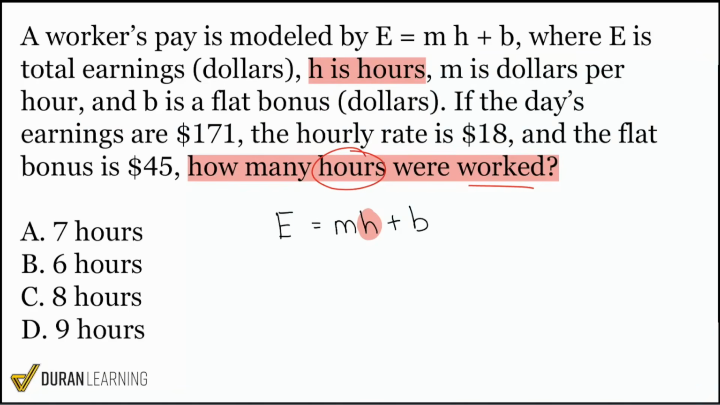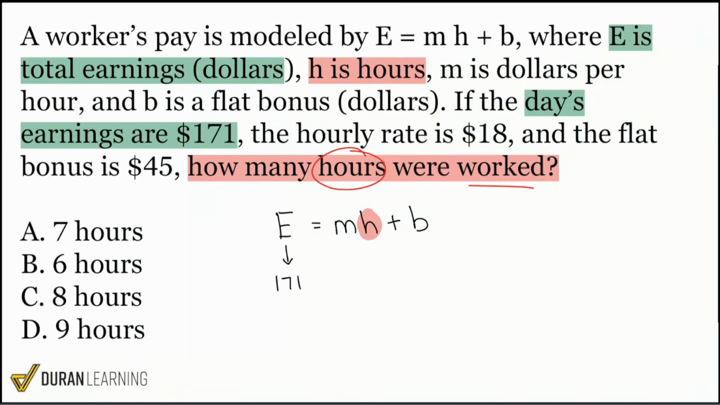So over here, we see that it says the day's earnings are $171. Everybody, what are we going to attach that with? The earnings for the whole day are $171. What do we attach that with? That's E, right there. E is total earnings. So that's what I'll do. Boom, right there. E is 171.